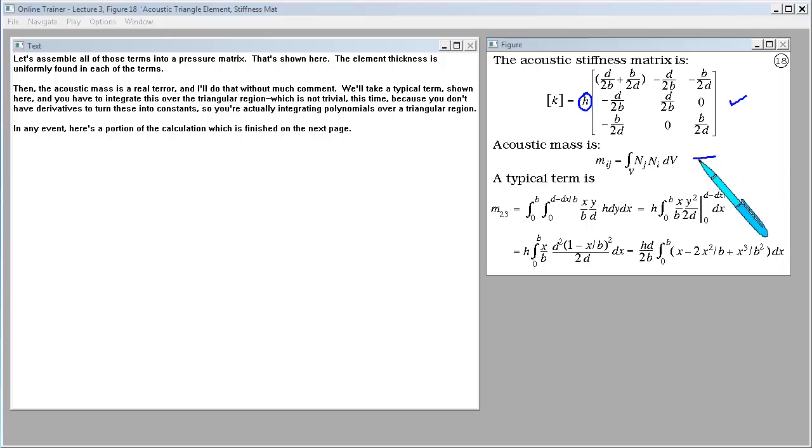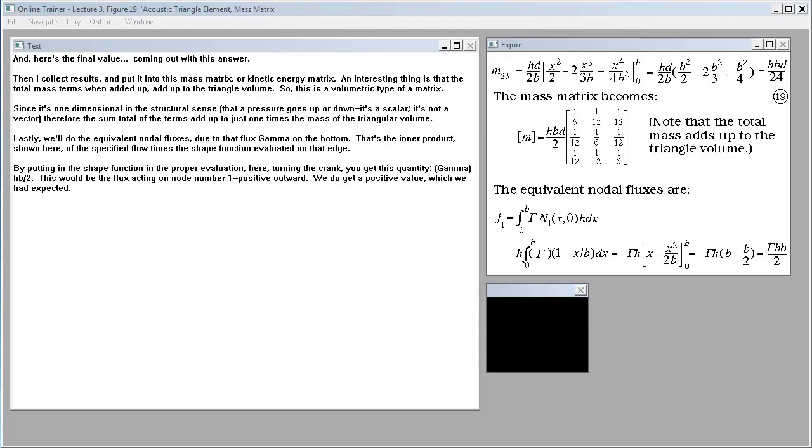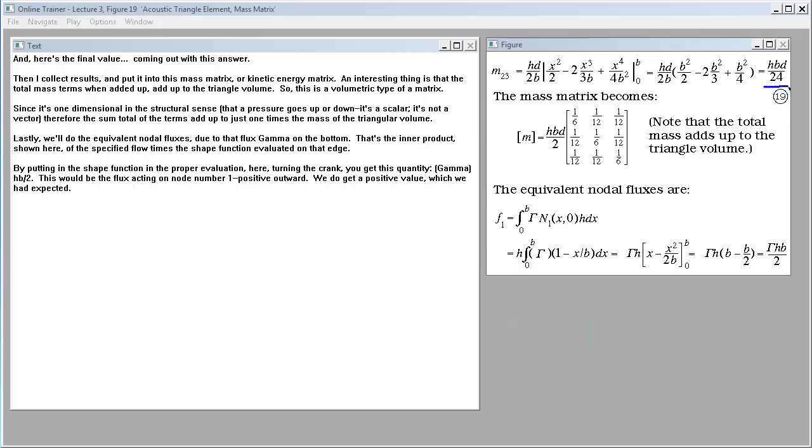Then the acoustic mass is a real terror, and I'll do that without much comment. We'll take a typical term shown here, and you have to integrate this over the triangular region, which is not trivial this time because you don't have derivatives to turn these into constants, so you're actually integrating polynomials over a triangular region. In any event, here's a portion of the calculation which is finished on the next page. And here's the final value, and coming out with this answer. Then I collect results and put it into this mass matrix, or kinetic energy matrix. And an interesting thing is that the total mass terms, when added up, add up to the triangle volume. So this is a volumetric type of a matrix.